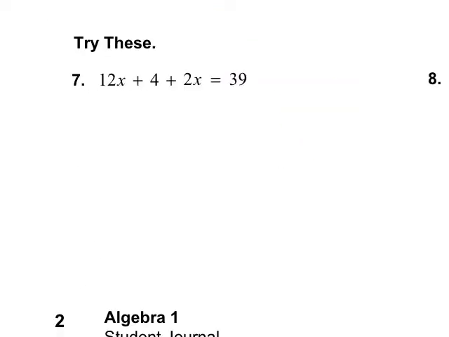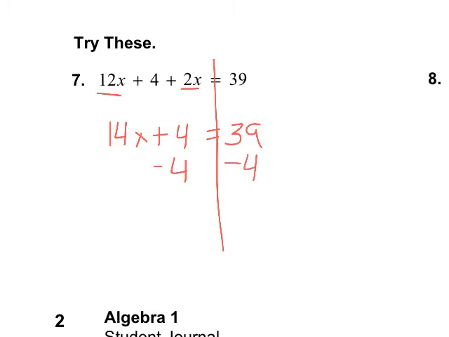Go ahead. All right, let's look at number 7. So same side, simplify. I have like terms of 12x and 2x, which is 14x. Bring down your plus 4 equals 39. I'm going to go through these a little bit fast, so if I ever go too fast, please slow me down. Okay? Subtract 4 from both sides. So now I'm doing my opposite side, opposite operation. So 14x equals what? 35.